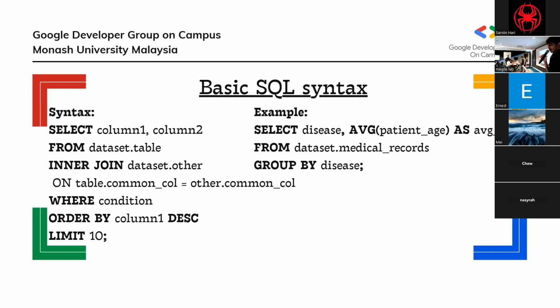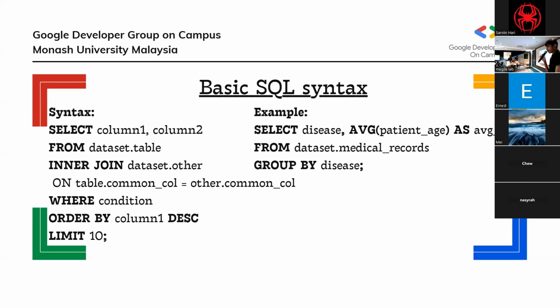If we look at this example query, what it does is it selects the disease. It selects the average of the patient age column, the feature. You can also call it the feature or the column. Both of these terms are used interchangeably. And then the average of the patient age feature is given an alias called average age, avg_age. And this is all imported from the dataset named dataset and the table called medical records. And this is group by disease.